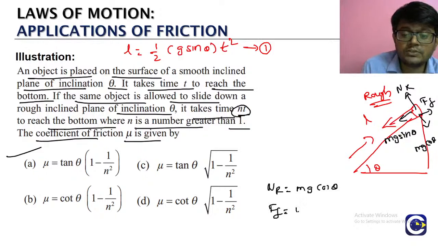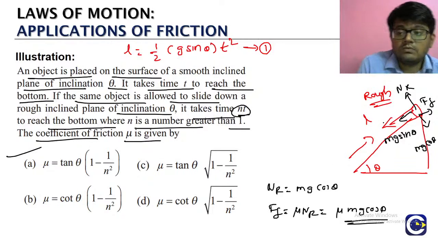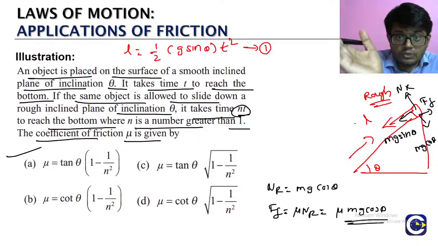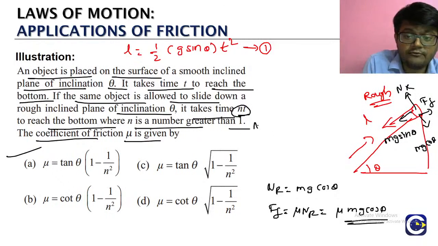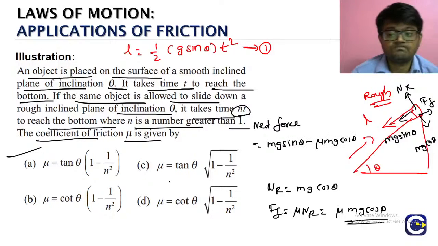So normal reaction is equal to mg cos theta. So frictional force is mu into normal reaction, which is mu into mg cos theta. That is the frictional force. Now it is going down, means net force should be down the plane. Frictional force will be upwards the plane. Mg sin theta is down the plane. So net force down the plane will be mg sin theta minus mu mg cos theta.